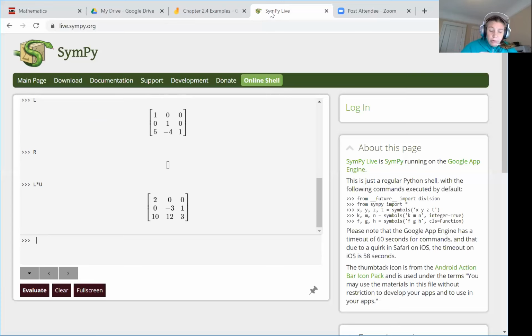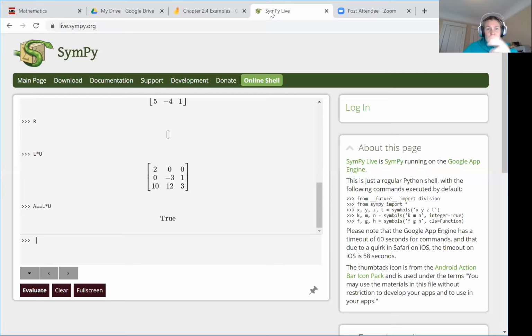And it does. You can also ask for a Boolean answer. So you can ask a true or false question. You can say, does A equal L times U, by using that double equal? That's a Boolean true false question for the computer program. And we get back out a true. So this is in fact true. So there is our LU decomposition.